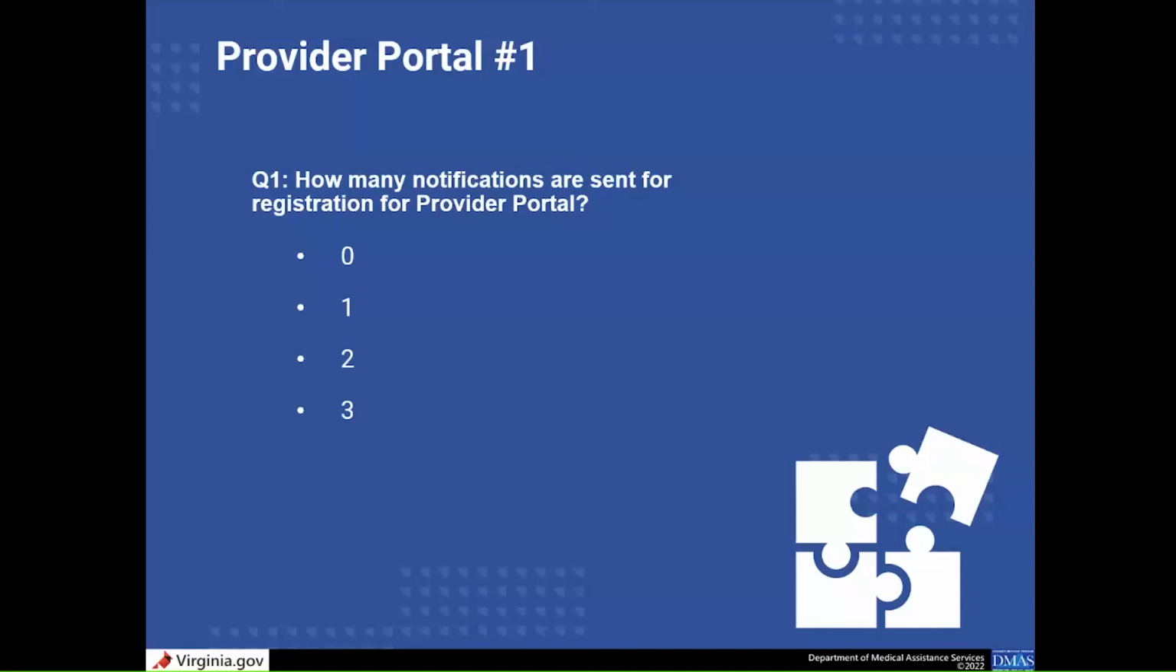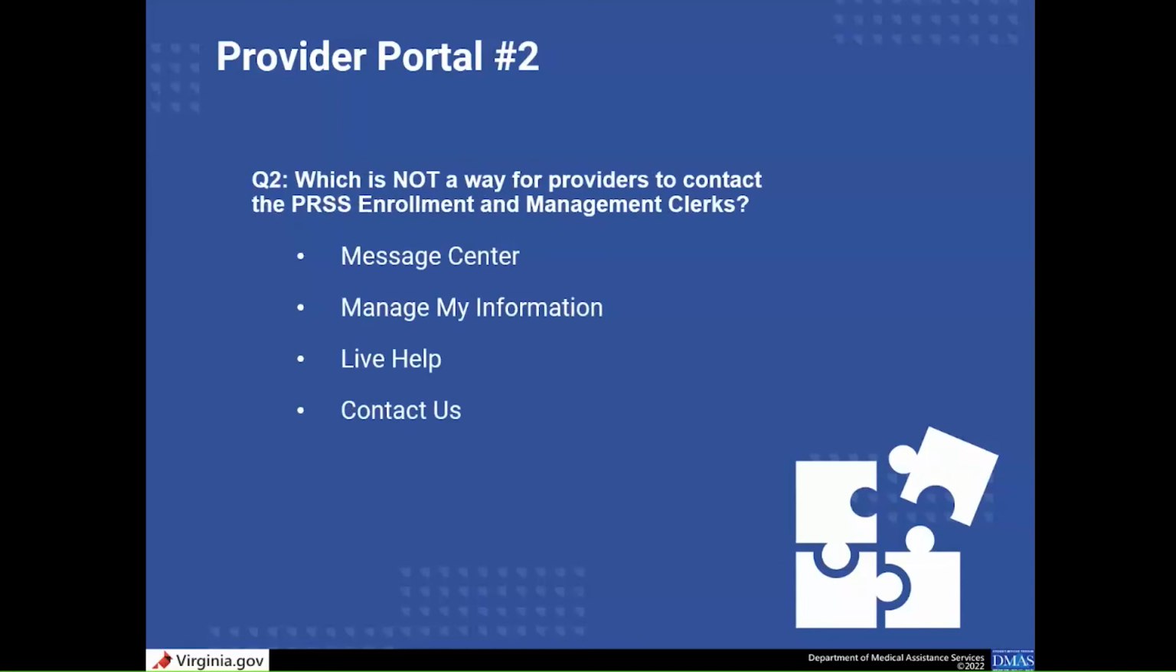So credentials are delivered in 2 distinct registration emails. The first email will include your user ID and hyperlink to access registration for Provider Portal. The second email will include your temporary password. So our question 2, which is not a way for providers to contact the PRSS enrollment and management clerks? Is it through the Message Center, Manage My Information, Live Help, or Contact Us? The correct answer is Manage My Information.